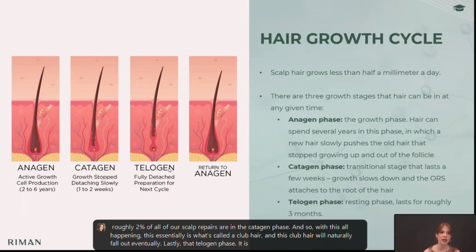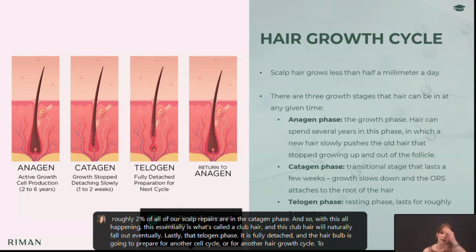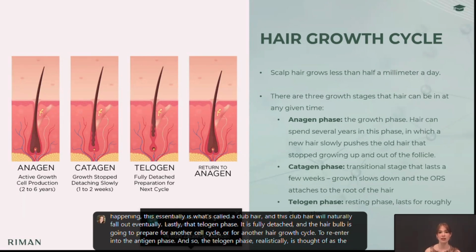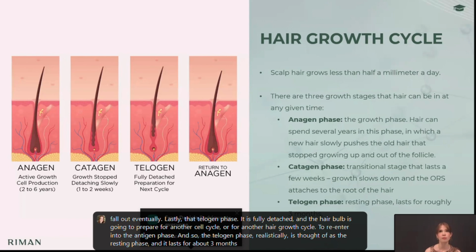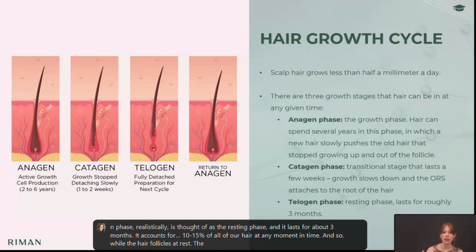Lastly, the telogen phase. It is fully detached and the hair bulb is going to prepare for another hair growth cycle to re-enter into the anagen phase. And so the telogen phase realistically is thought of as the resting phase, and it lasts for about 3 months. It accounts for 10 to 15% of all of our hair at any moment in time. And so while the hair follicle is at rest, the club hair is completely formed.